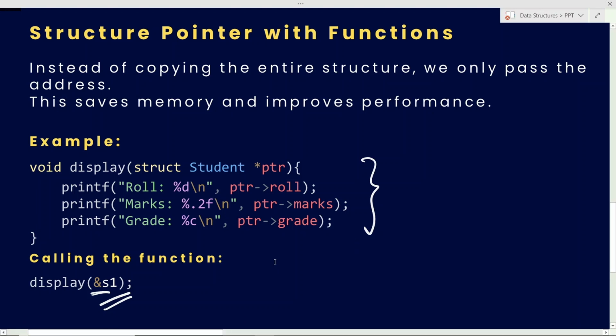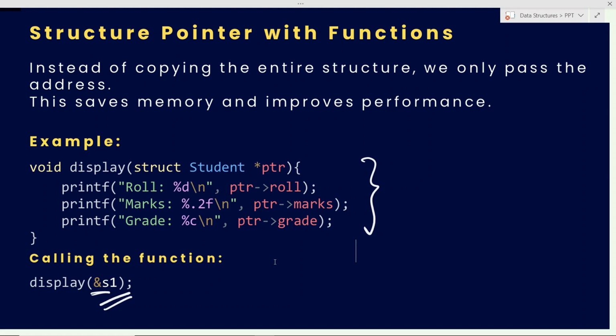So now we will see where these structure pointers are used. Okay, these structure pointers are heavily used in our linked list implementation, our trees, our graphs, in dynamic memory allocation and large data structures. So almost every complex data structure in C relies on structure pointers. That is why it is very important for us to understand how our structure pointers work in C.